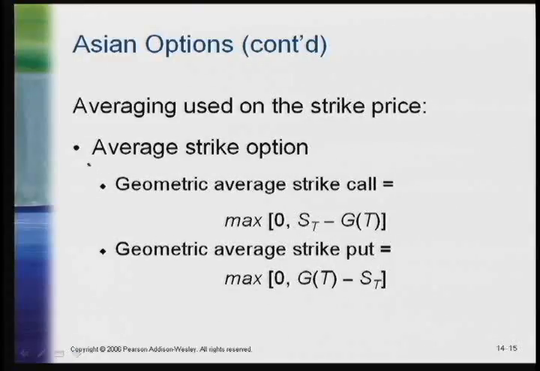We can also have what's called an average strike option, and here it's the strike that reflects the average price and not the value of the stock that's used in the payoff function. So we'll see that the form here is that the average is being used as a substitute for K. That's what we mean when we say it's an average strike. The strike price is reflective of the average of the stock prices. And once again, the average strike options can be defined with arithmetic means instead of geometric means.